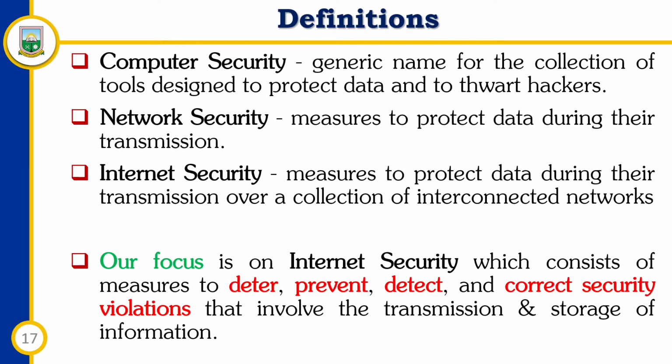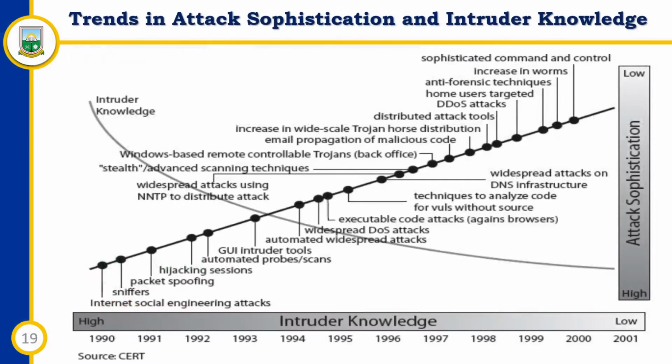Now, from the diagram, as you see here, over time you can see that the attacks on the internet and also the internet attached systems have grown more sophisticated. You know, the attacks on the internet and also the internet attached systems have become so sophisticated, while the amount of skills and knowledge which is required to mount such an attack has declined.